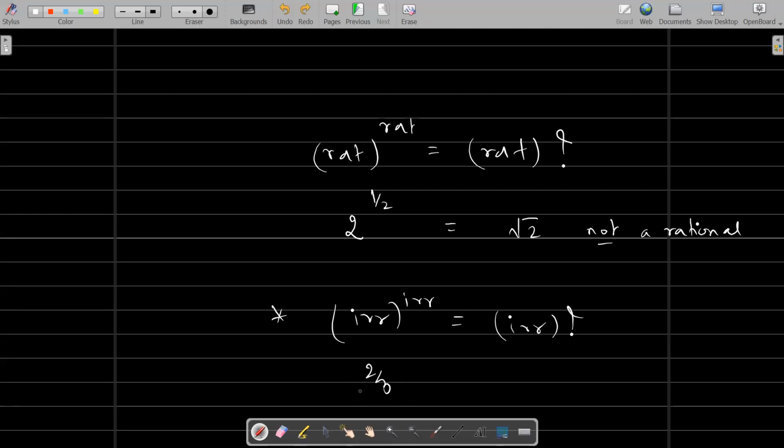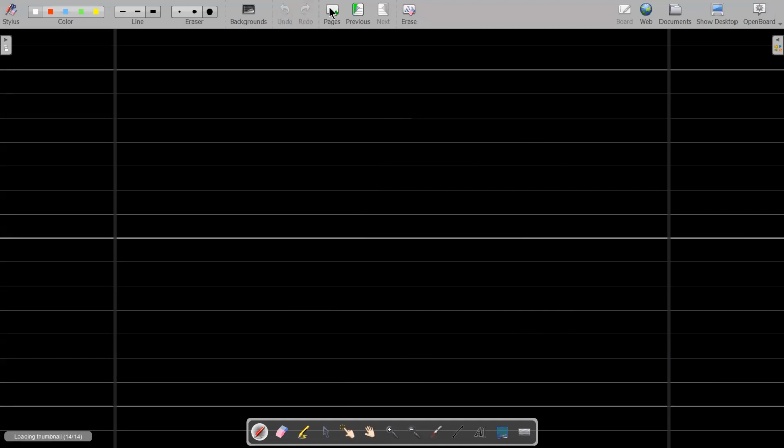Sir, can we consider root 2 to the power root 2 irrational? Yeah, that's a good example. Okay, so look at root 2 raised to root 2. In fact, there is a tricky argument with this. Let me go to the next page and give the argument. Can I go to the next page? Yes, sir. So the argument is in fact tricky.